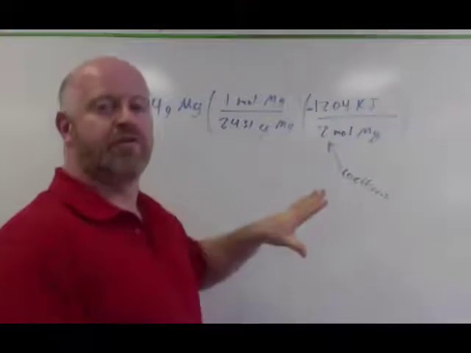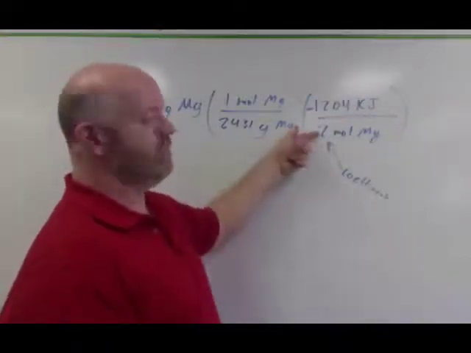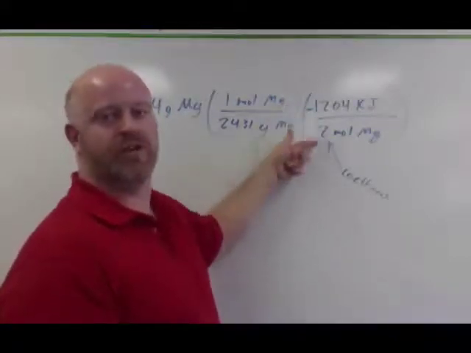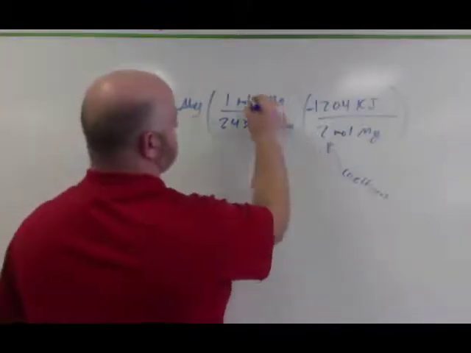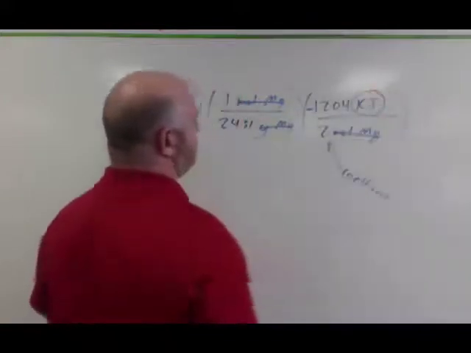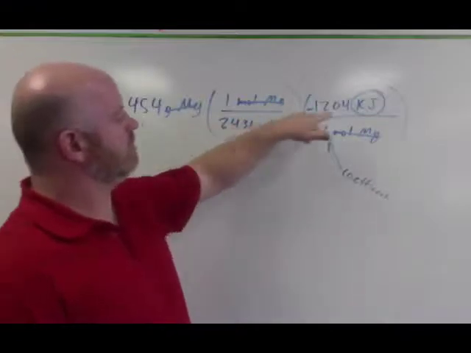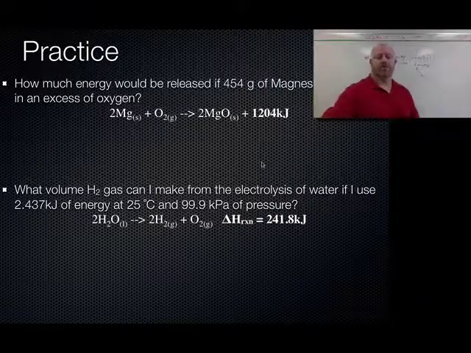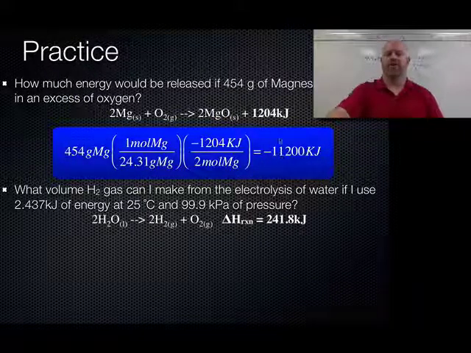Okay. The hardest thing for students is realizing that this relationship exists. That if you know your moles of the reaction and you know the energy from the reaction, you can set them equal to each other on a conversion factor. Magnesium cancels. We solve for kilojoules. So now we just take the 454 divided by 24.31 times a negative 1,204, and don't forget to divide by 2. If we do that, we end up with 11,200 kilojoules of energy, and that is the energy change for this reaction.